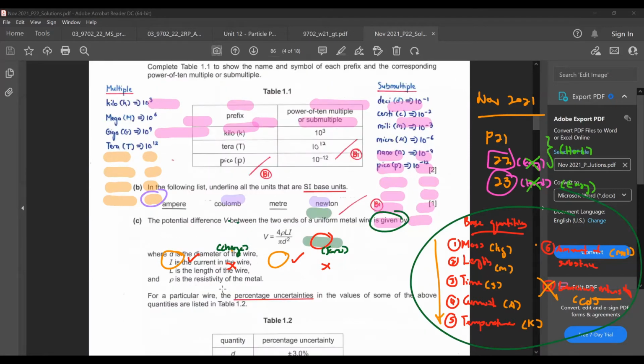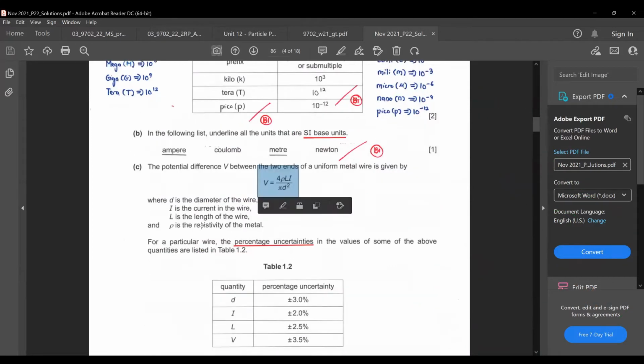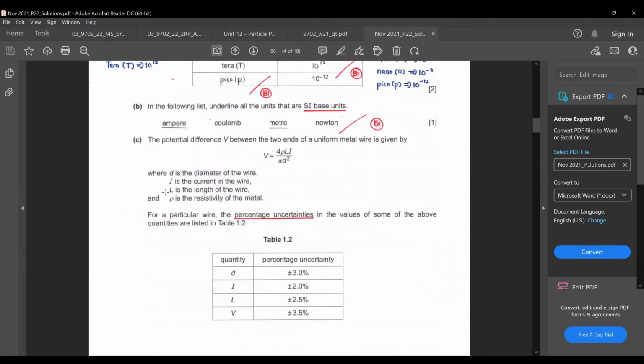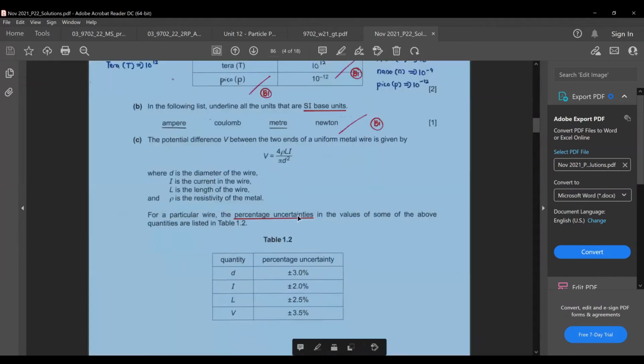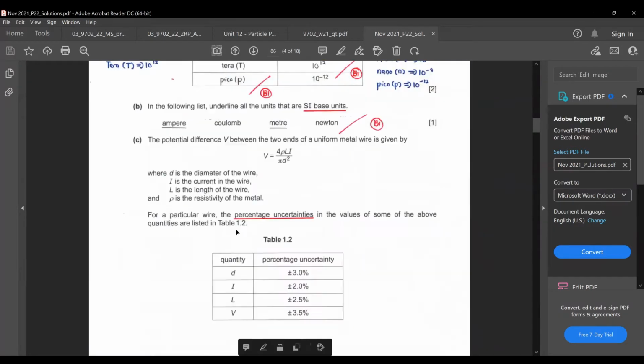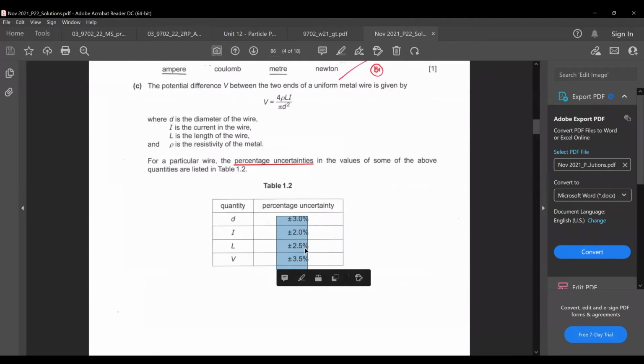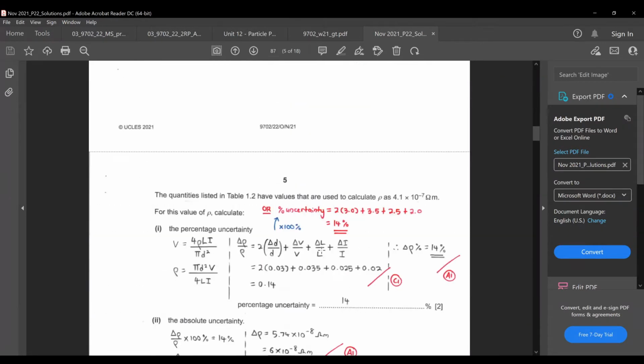All right, then after that, we looked at part C. The potential difference V between two ends of a uniform metal wire is given by this expression here, where D is diameter, I is current, L is the length, and rho is the resistivity of the wire. For a particular wire, the percentage uncertainties in the values of some of the above quantities are listed in this table here. So this one is percentage uncertainty. Whatever we have here is in terms of percentage uncertainty with a percentage sign there. The quantities listed in Table 1.2 have values that are used to calculate rho as 4.1 times 10 power minus 7 ohm meter. For this value of rho, calculate the percentage uncertainty.